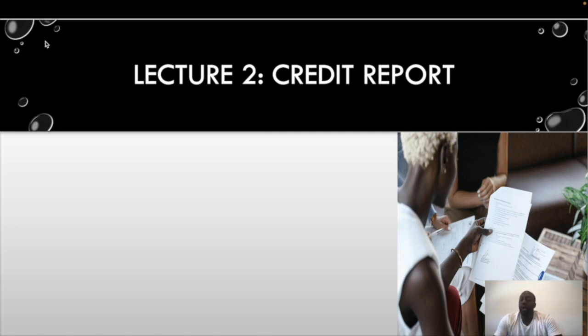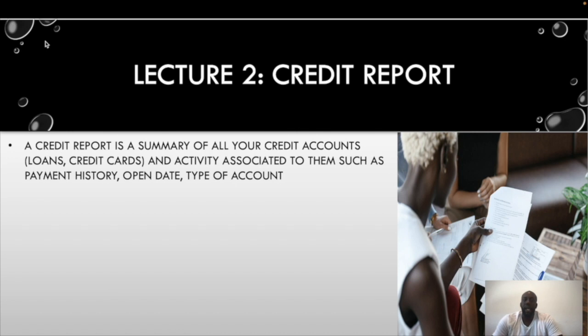So, in this section, we're going to be talking about credit reports. A credit report is a summary of all your credit accounts. This includes things like loans, credit cards, student loans, car loans. And the credit report talks about the activity associated to each account that you have. And so this includes things like payment history, the type of account, the date the liability was open, and stuff like that.